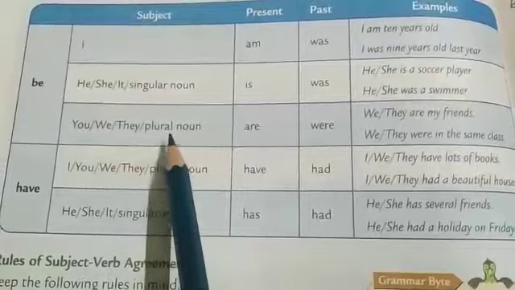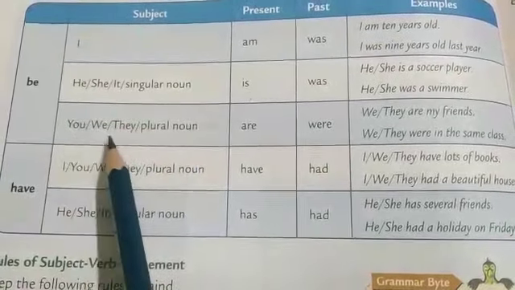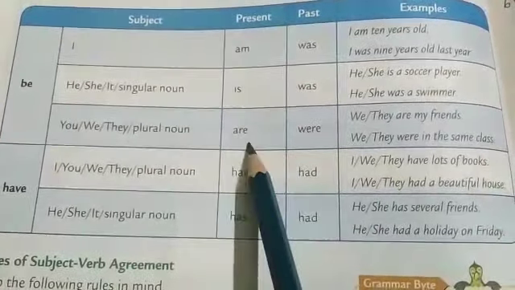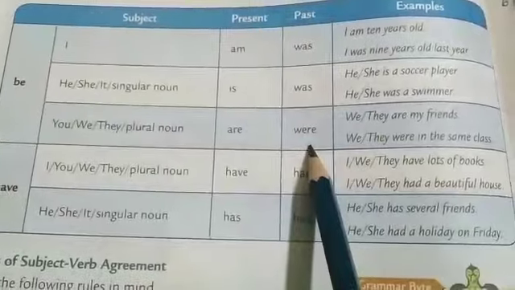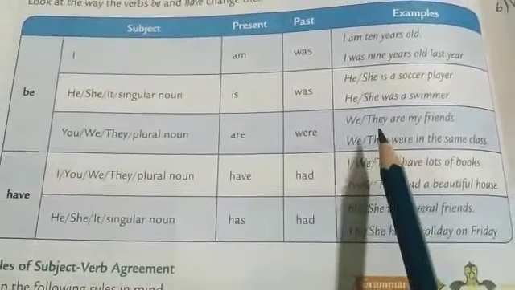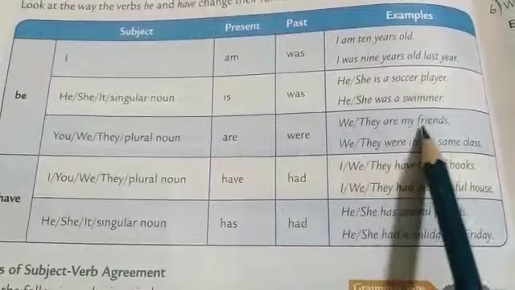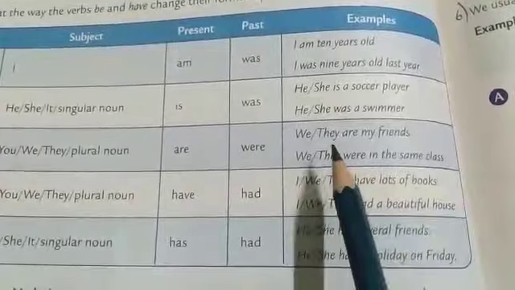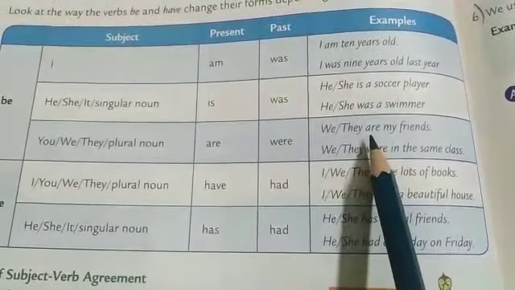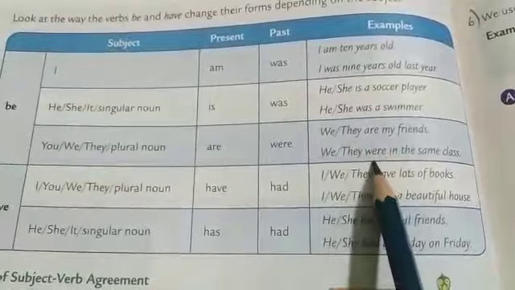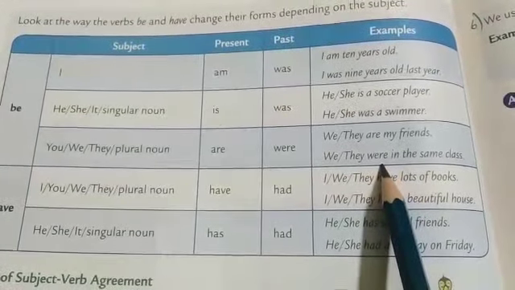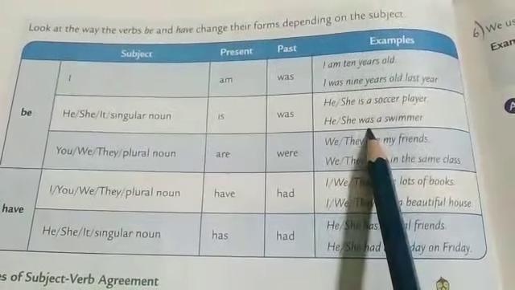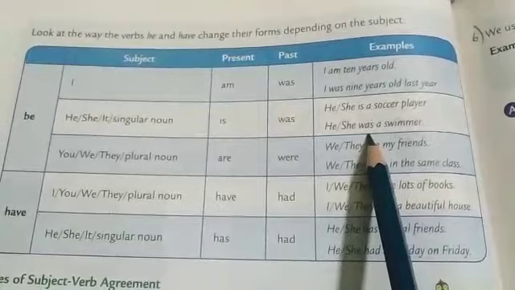Now, with a plural noun or with you, we and they, it will take the form are in the present tense and were in the past tense. Like we or they are my friends. We, they were in the same class. So are is used for present tense plural and were for plural past tense. And similarly is for singular present tense and was for singular noun past tense.